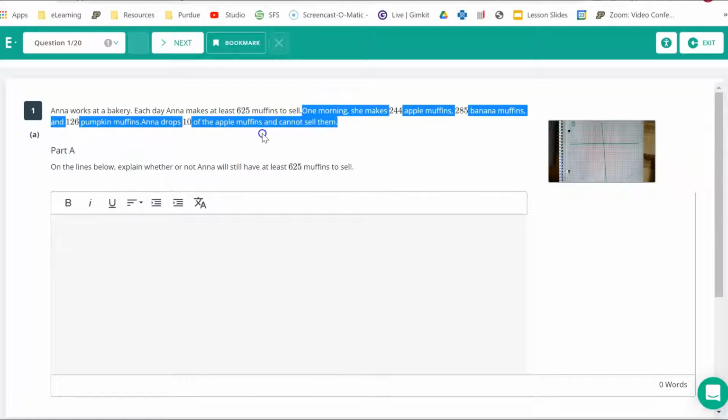So the first part of this is I need to figure out how many total did she make. So I'll add 244, 285, and 126. I can already tell you I might need more space. But let's go ahead and write that out now. 244, I'll add the apple and banana first. 285. And I might draw an A and a B, apple and banana.